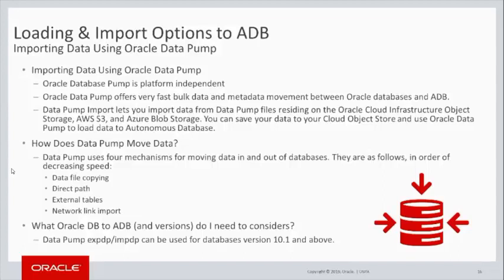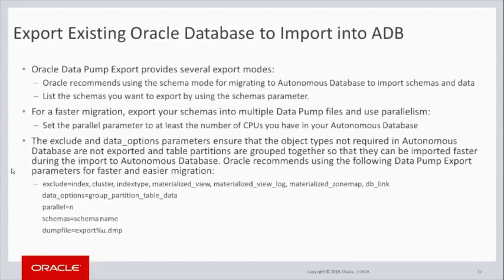The primary mechanism that Data Pump uses is data file copying, but it will also leverage direct path, external tables, or network link imports. Oracle Data Pump Export provides several export modes. Oracle recommends using the schema mode for migrating to Autonomous Database. You can list the schemas you want to export by using the schema parameter.